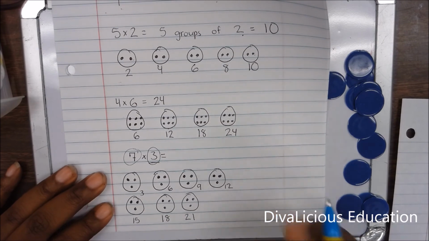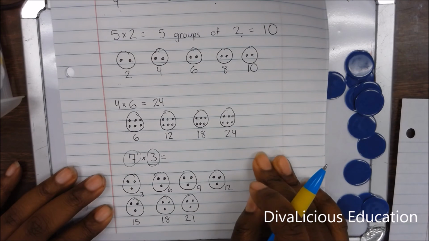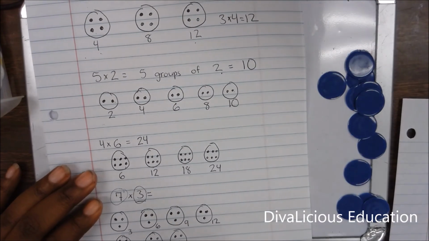So that is how you draw a picture and skip count to multiply. I hope that helps. Bye.